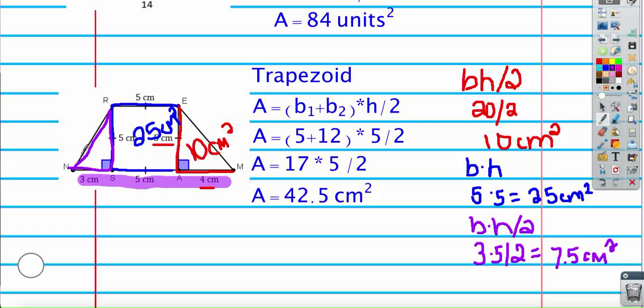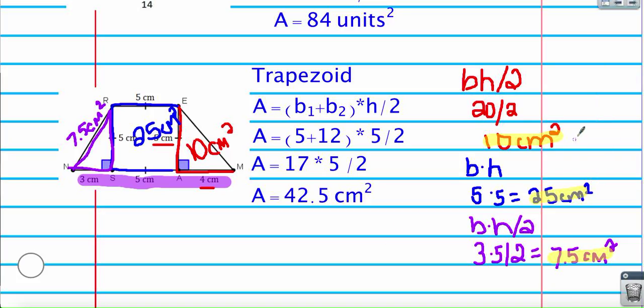So now we have to add all those measurements together to get the final area, because remember, if it's a composite figure, it's multiple shapes that have been put together. So we need to add 10 centimeters plus 25 centimeters plus 7.5 centimeters squared. So all of those need to be added together. So 10 plus 25, I know that's 35, plus 7.5. So I'm going to have to add in my decimal back here. That's throwing us back a few units, huh?